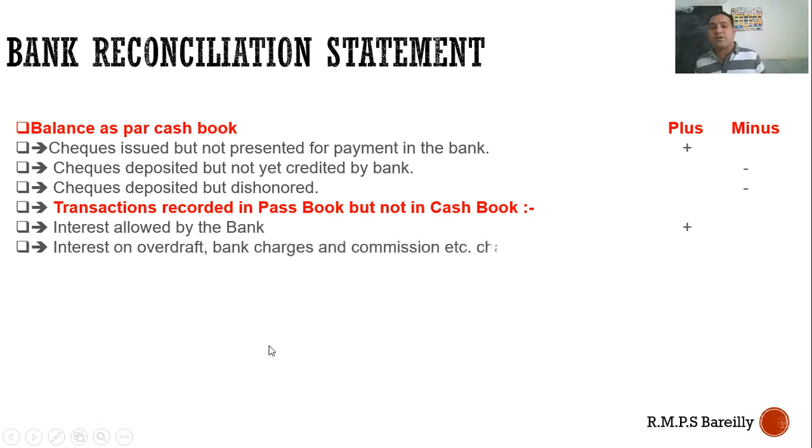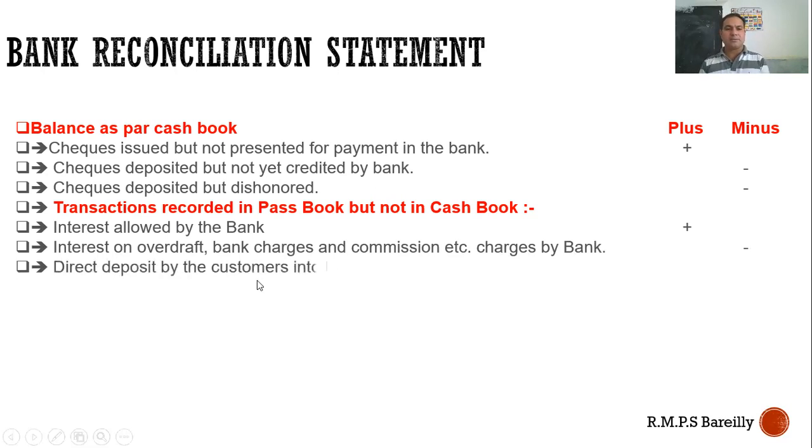Interest on overdraft. On an overdraft, the bank deducts interest, so it will be deducted, goes to minus. Direct deposit by a customer. A customer directly deposits into the bank, so our bank balance increases, so we will also add it to the cash book.